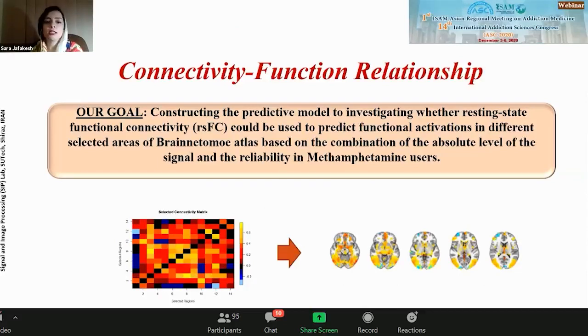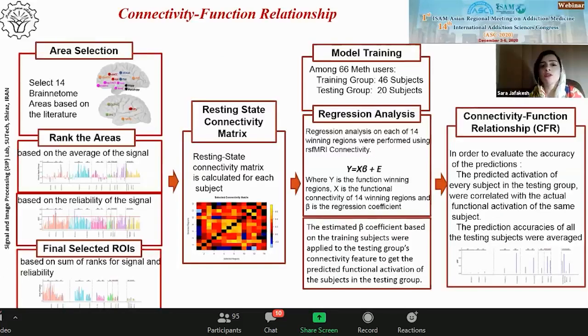And the other project that I'm working on is to predict the drug cue activations using these regions with the resting state connectivity matrix, as we talked about now. Here is the flowchart of this method. After selecting the 14 winning regions, we calculate the resting state connectivity matrix. And then we divide our subjects into training and testing groups. And using a regression model, we try to predict drug cue activations using this resting state connectivity matrix. And then we evaluate our prediction at the end using functional connection relationship.